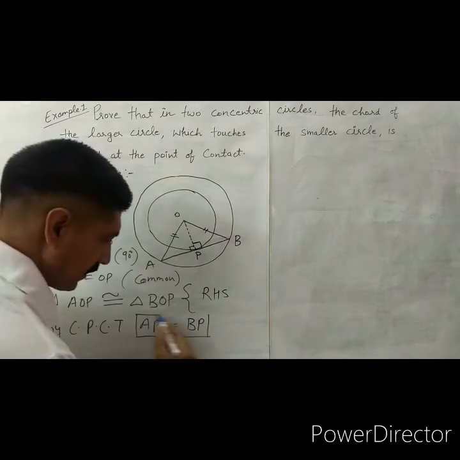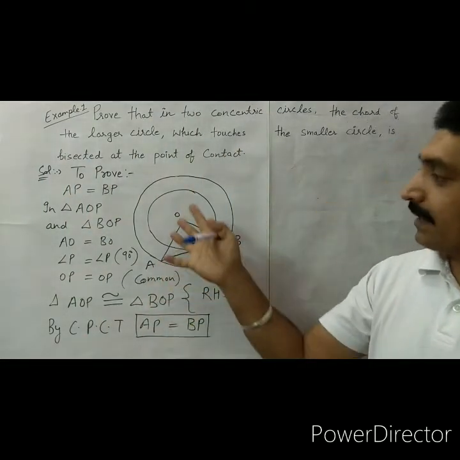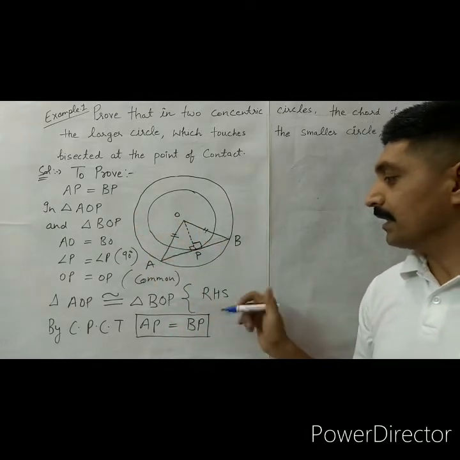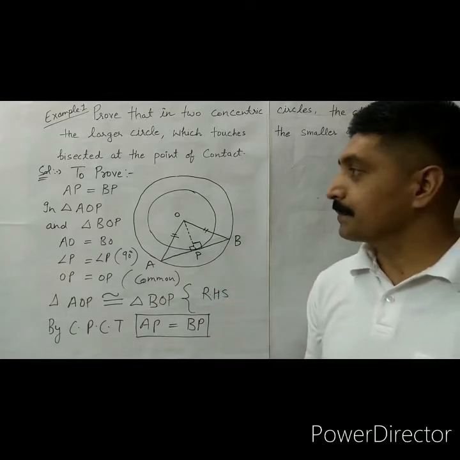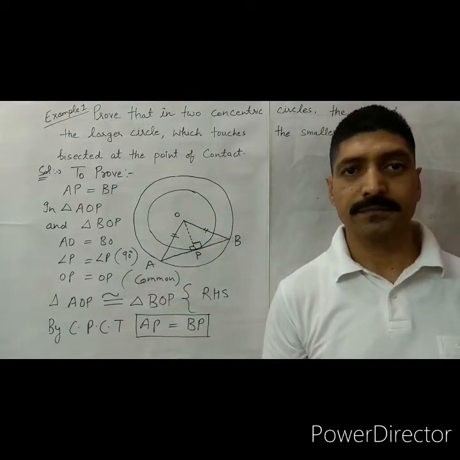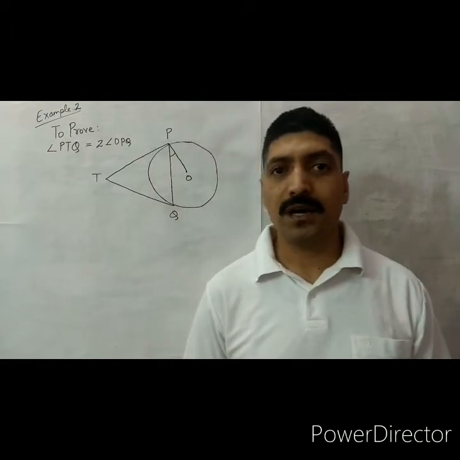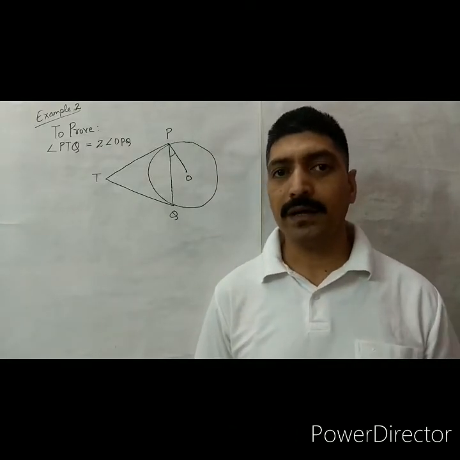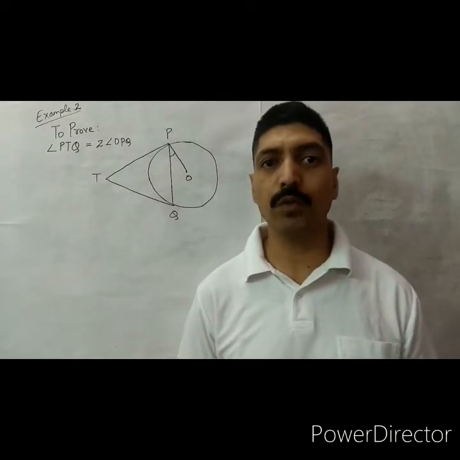So this is about example number 1. It is the same as when we proved the theorem on the lengths of tangents. There also we use the property RHS, right angle, hypotenuse and side. So these examples are all very important. Example number 2: most of the students misunderstand example number 2. It is a simple one, and I will discuss this example in one more way also.